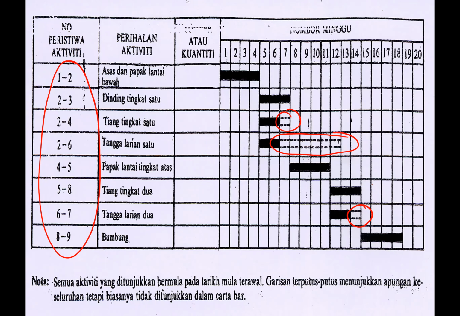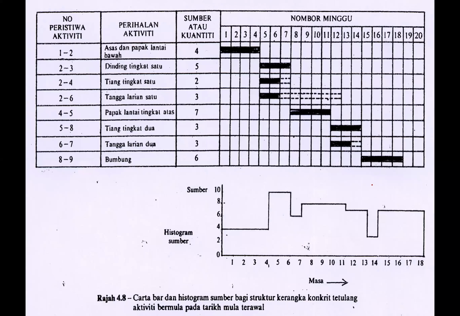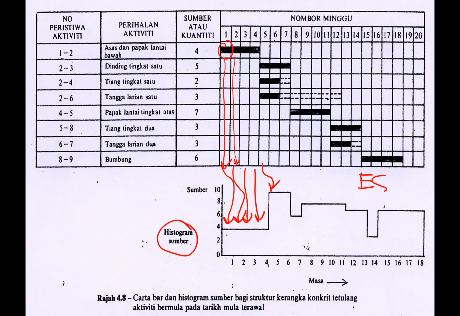So those are the total floats. And then what you can do is plot a resource histogram based on this one. This one is 4, 4, 4, 4, and this one is here. All right, see the values here. When you add these values, this one is basically 4 people, this one is 4, and so on. That's what you call the plotting based on early start date.